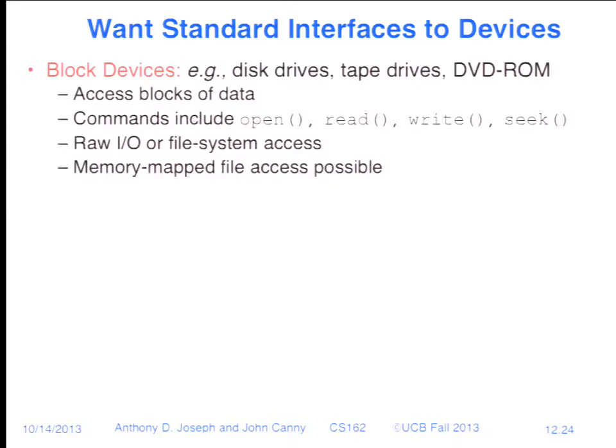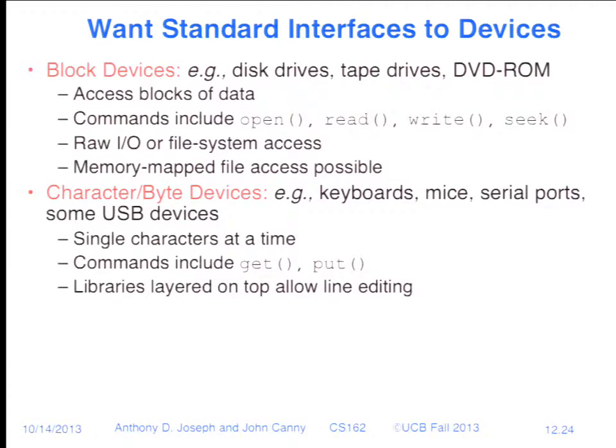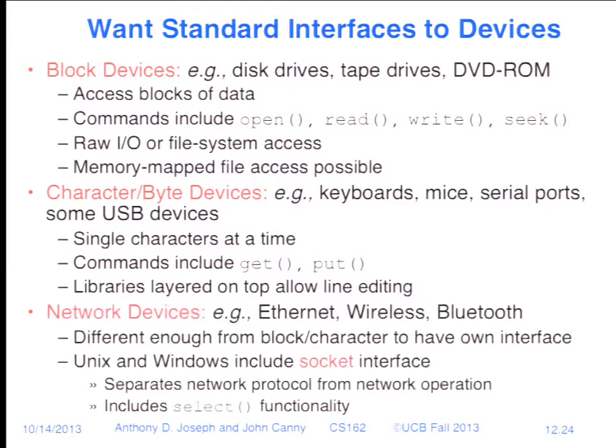So typically, the highest level distinction that we want to make is between block devices, which move blocks of data using operations like read and write on arrays of bytes. So they allow you, for instance, efficient memory mapped access, which is going to be very important soon. Character and byte devices typically do single characters at a time. They may support a line primitive, get line operations, but otherwise they're very simple and close to sort of character string descriptions.